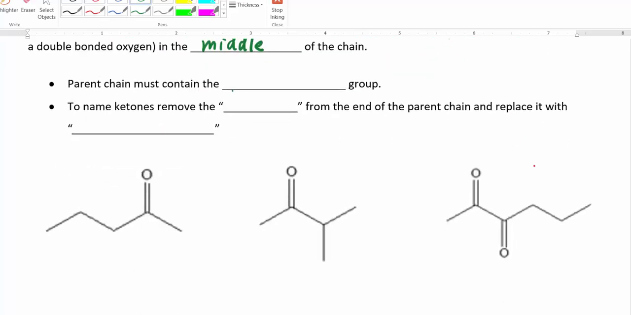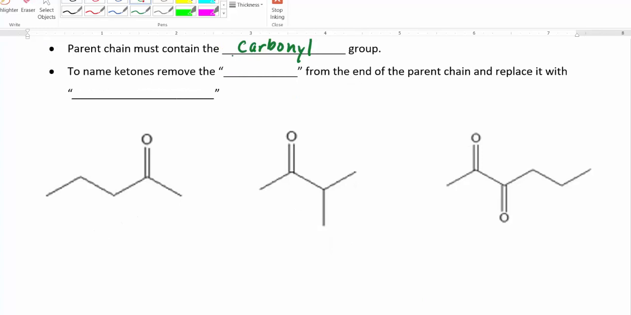So when we come to naming these, the carbonyl group has to be in the parent chain. Okay, so to name a ketone, we're going to remove the E from the end of the parent chain, and we're going to replace it with -one. Okay, let's try these 3 quick examples.